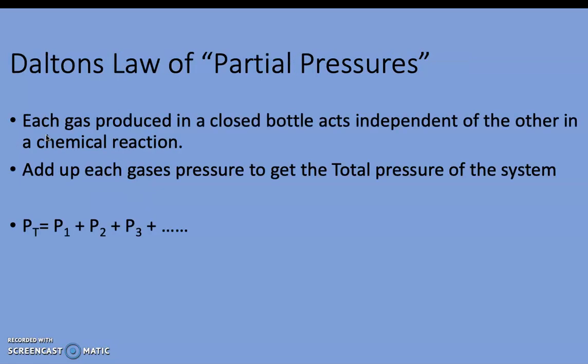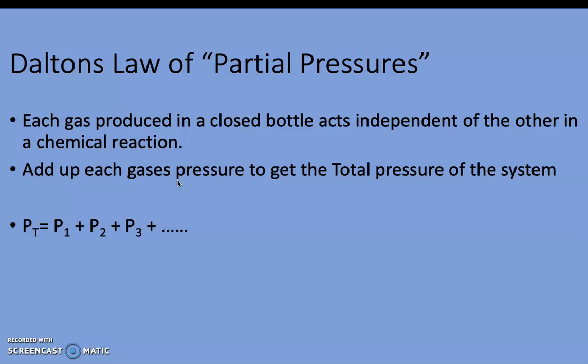Now, Dalton's law of partial pressures. This is an important topic. Very simple. The system's total pressure is derived from the summation of the individual pressures. Each gas in a closed bottle acts independently of the others in a chemical reaction. Even different gases in a closed bottle are going to have their own pressure. So the pressures of all of them added up equal the total pressure of the system. That's Dalton's law of partial pressures.